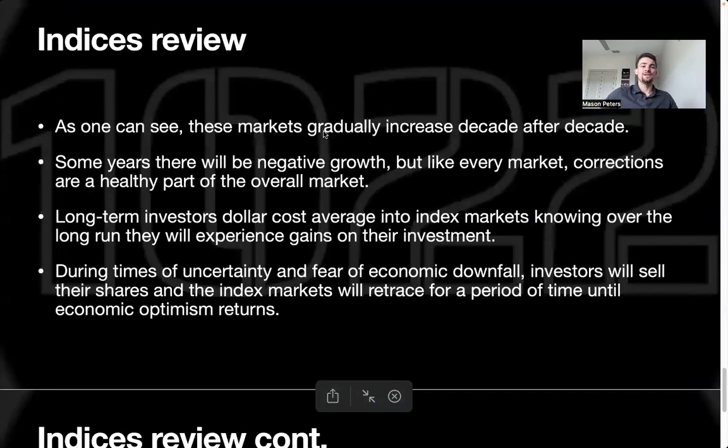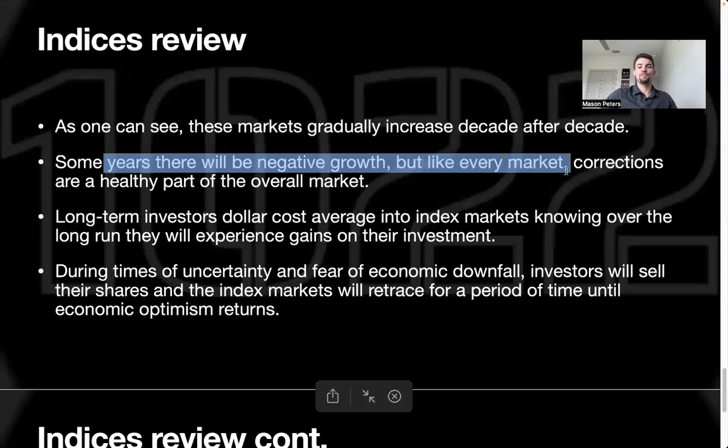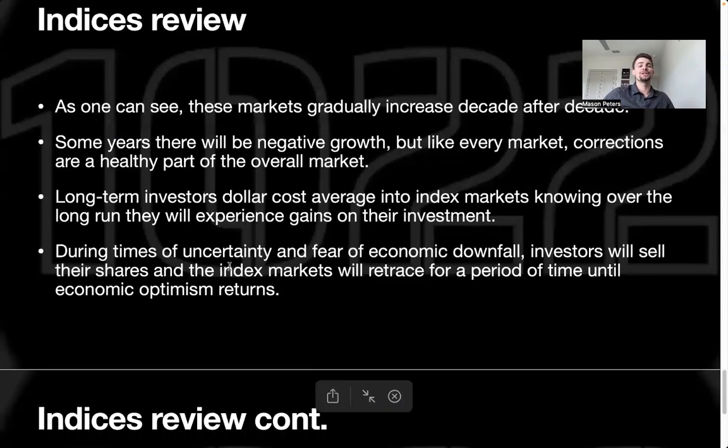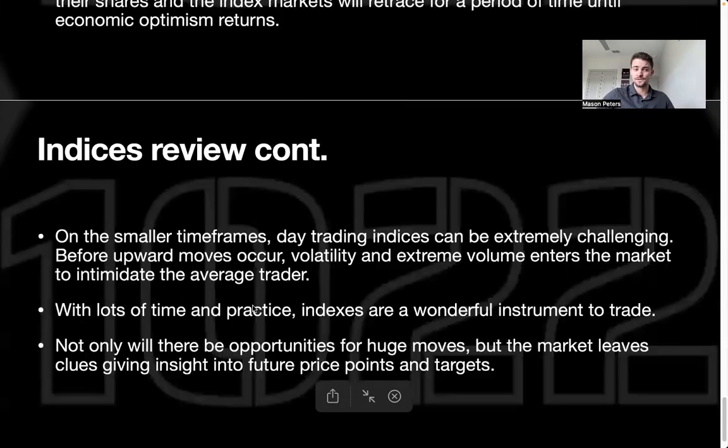So these markets gradually increase decade after decade. Some years there will be negative growth, but like every market, corrections are a healthy part of the overall market. Long-term investors dollar cost average into index markets, knowing over the long run they will experience gains on their investment. During times of uncertainty and fear of economic downfall, investors will sell their shares and the index markets will retrace for a period of time until economic optimism returns.